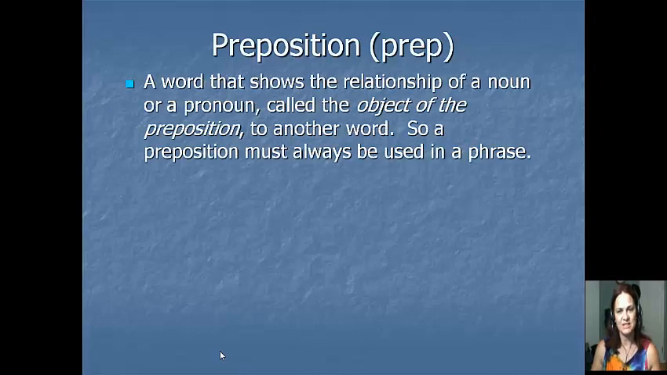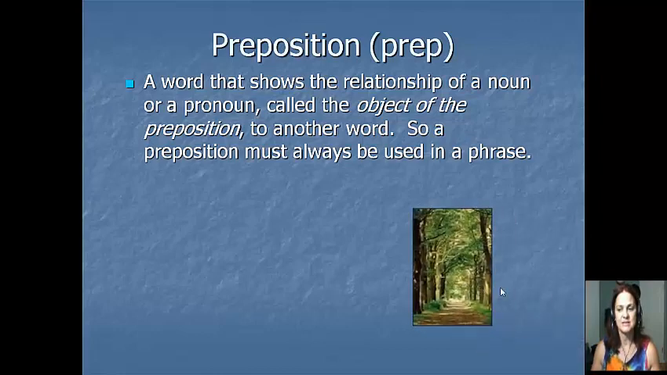So preposition, P-R-E-P, is our abbreviation that we would have for our DGP, or daily grammar practice. A preposition is a word that shows the relationship of a noun or a pronoun, called the object of the preposition, to another word. So a preposition must always be used in a phrase. So let's look at these examples here.